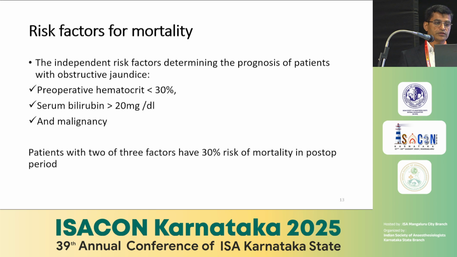So what are the risk factors these patients have? Three main independent risk factors: hematocrit less than 30%, serum bilirubin more than 20 milligram per deciliter, and malignancy. Presence of two of the three risk factors tells us about 30% mortality.